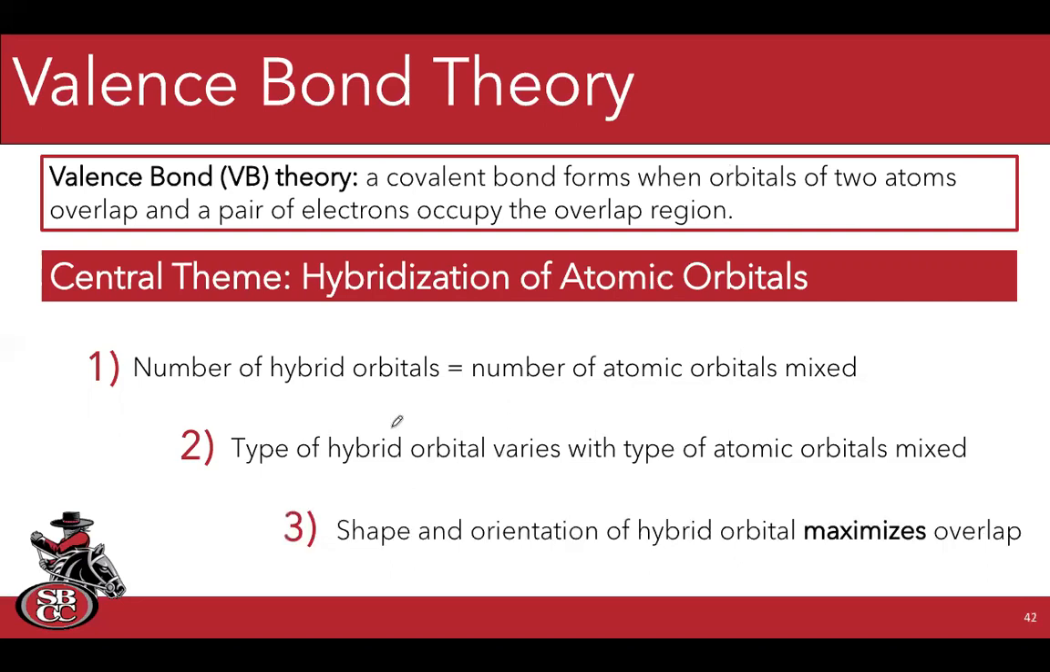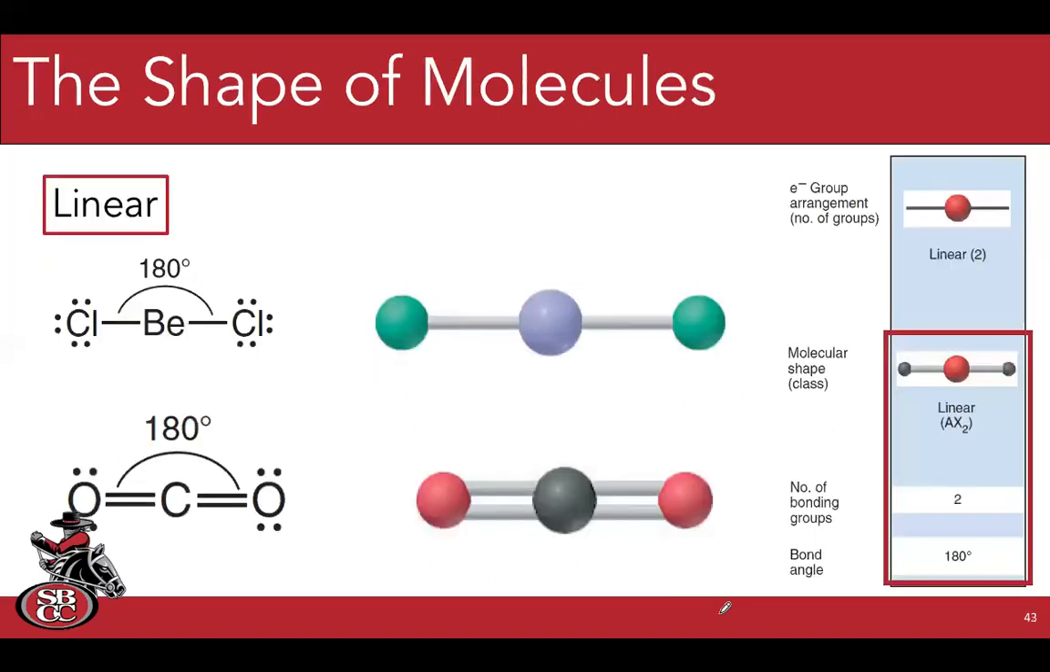And then finally, the whole idea behind valence bond theory, the reason that they hybridize, is so that the shape and orientation maximizes orbital overlap. We want to minimize the energetic level of the system. And so maximizing overlap best minimizes the energy of the system. And that's what valence bond theory is trying to achieve. So let's look at the molecular shape, electronic shape, and hybridization of all of these structures.